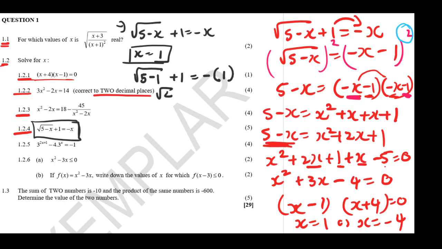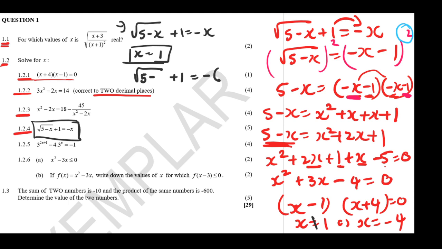The root of 4 plus 1 equals minus 1. So the root of 4 is 2, so it's 2 plus 1 equals minus 1. So this 3 equals minus 1, so definitely this is not equal to that. 3 is not equal to minus 1. So x is not equal to 1, basically. That's what it means.